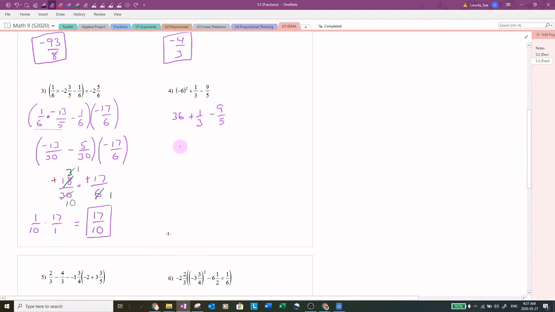Okay, I need a common denominator of 15, so that's going to be something over 15 plus something over 15 minus something over 15. And remember that my 36 is over 1. So 1 times 15 is 15, 36 times 15 is 540, and yes, I would use a calculator for that. 3 times 5 is 15, 1 times 5 is 5, 5 times 3 is 15, 9 times 3 is 27, and then I'm just going to do 540 plus 5 minus 27 is 518 over 15 is my answer.